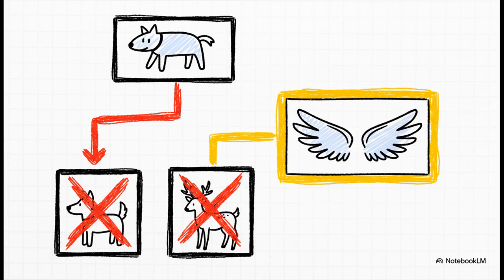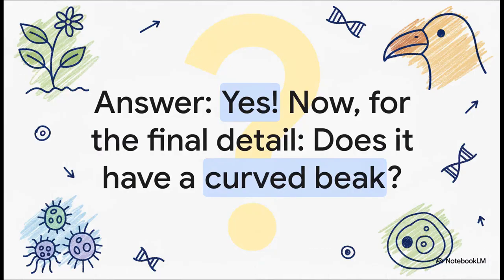Right away, we've eliminated a whole bunch of animals, like dogs and deer and cats. So the key tells us to go down the no path, and it gives us our next question. Does it have wings? All right, let's say the answer is yes, it does have wings. Okay, we're getting so close now. We've narrowed it down to just a couple of possibilities. Maybe it's a crow, maybe it's a parrot. So the key gives us one last super specific question to seal the deal.